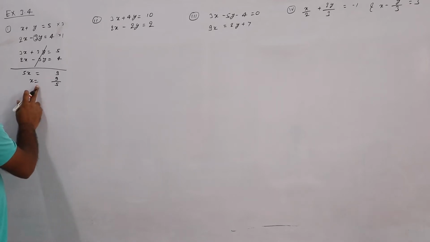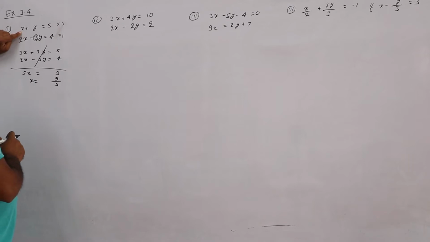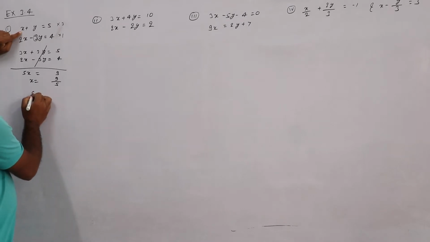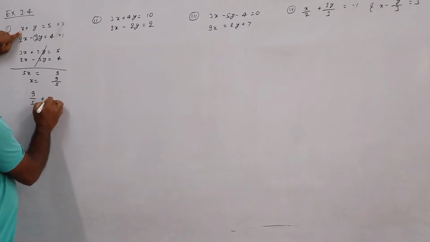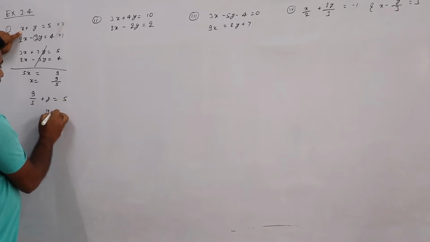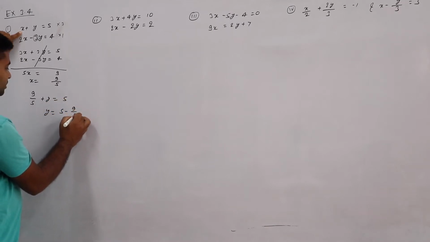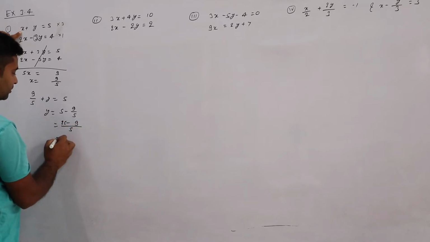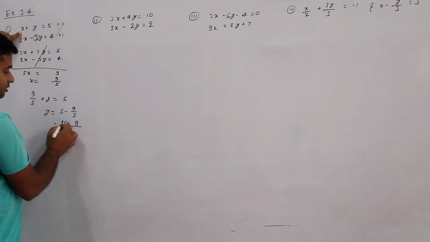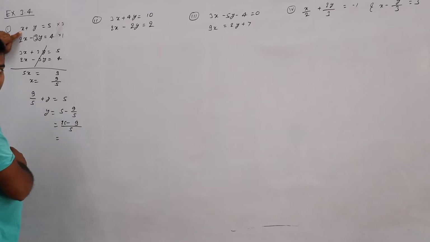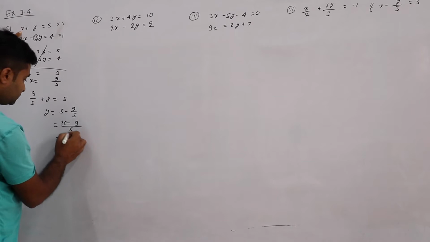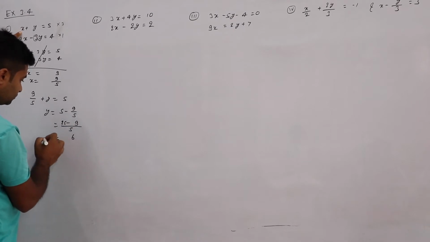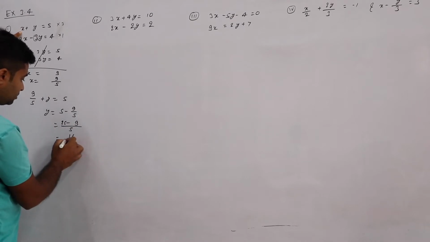If x is equal to 9 by 5, put this x value. 9 by 5 plus y is equal to 5. So y is equal to 5 minus 9 by 5. So 25 minus 9, by 5. How much does it become? 25 minus 9, how much?